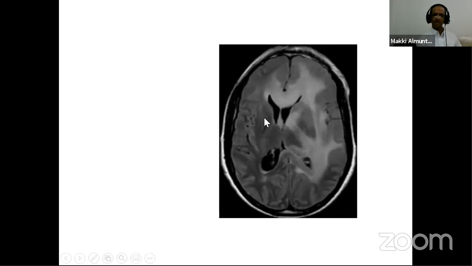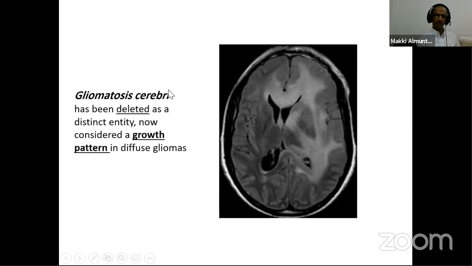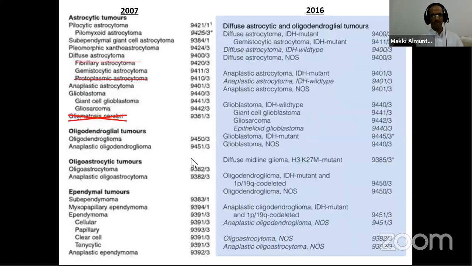This patient has a lesion that involves multiple lobes, extends to the corpus callosum, crossing to the other side. So the differential here is broad. One of it is what we used to call gliomatosis cerebri, but this term is deleted and we call it diffuse glioma, and we grade it based on its malignancy. Differential for this is metastasis, GBM, lymphoma, but for the sake of education, this is diffuse astrocytoma, and it was pathology proven.